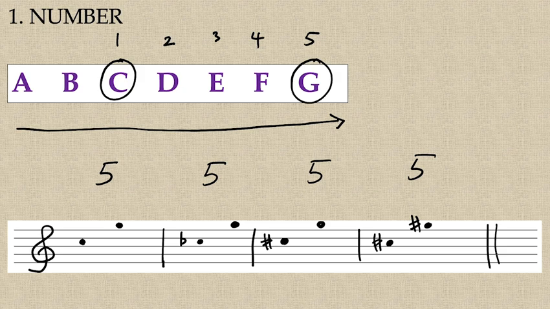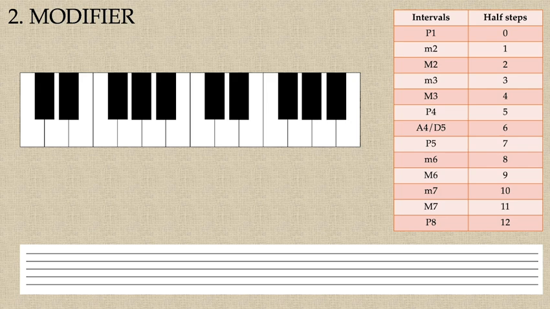So what we do next is we have to figure out the modifier for each of these intervals, to further narrow down to the specific interval that we are trying to figure out. To figure out the modifier of an interval, we will need the piano keyboard. If you are taking an exam, you need to be able to draw a piano keyboard pretty quickly. And this is the half-step chart that I mentioned earlier in the video.